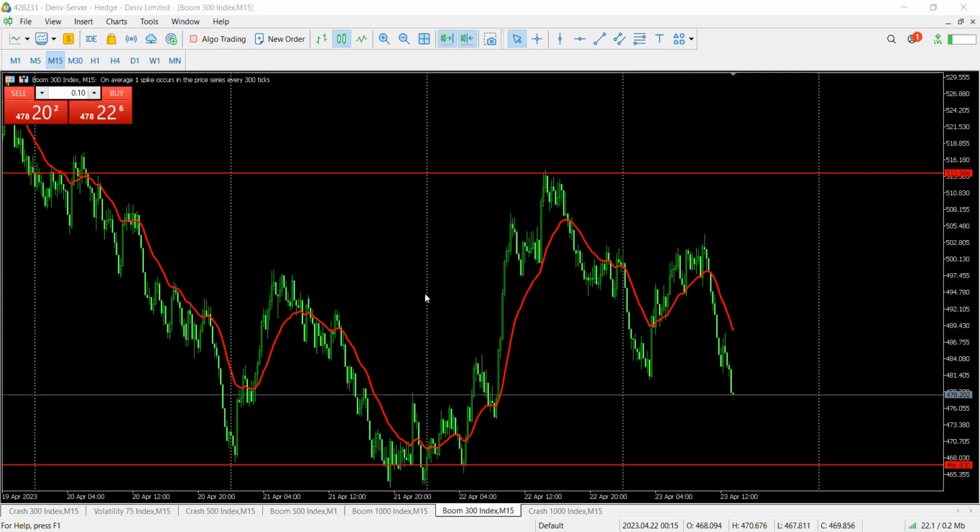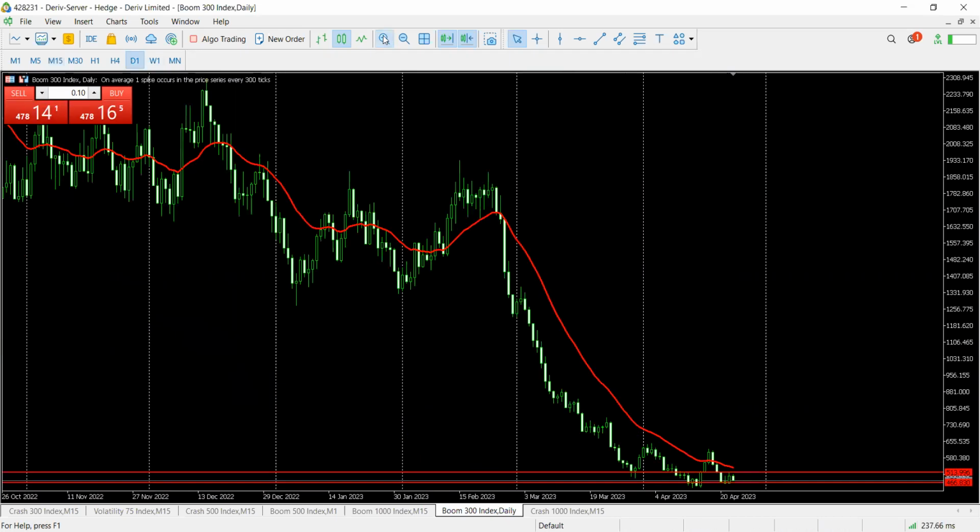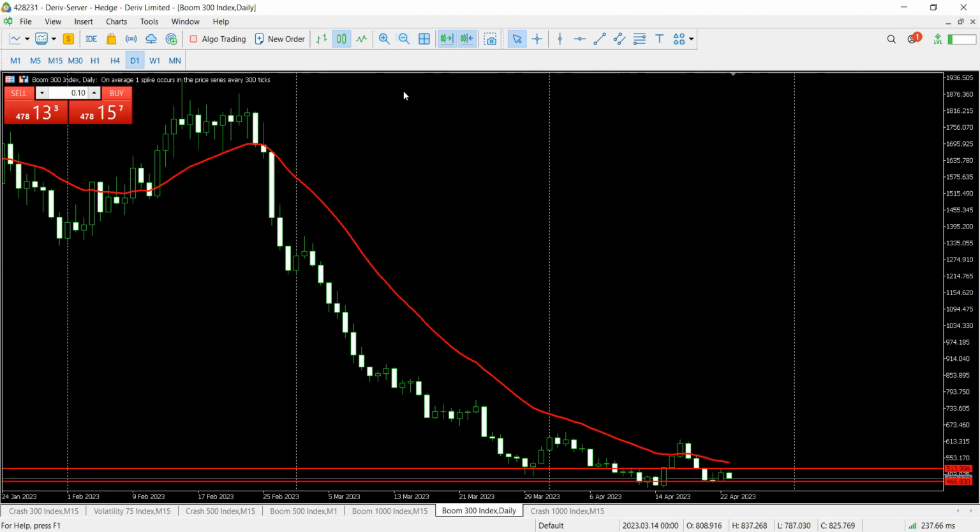The first thing first, I have to identify a bigger time frame. Like I said, bigger time frame to help me understand the overall direction of the market. So in this case, I'll use daily candle to identify the overall direction of the market. So what's my overall direction of the market?